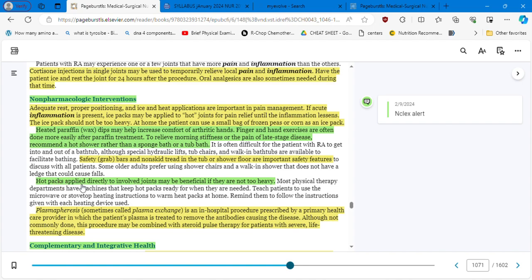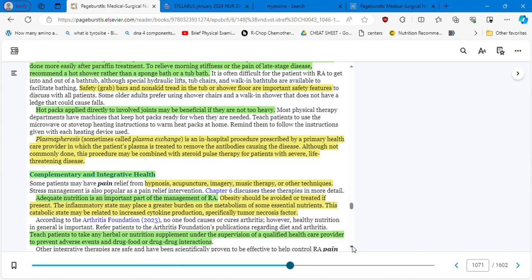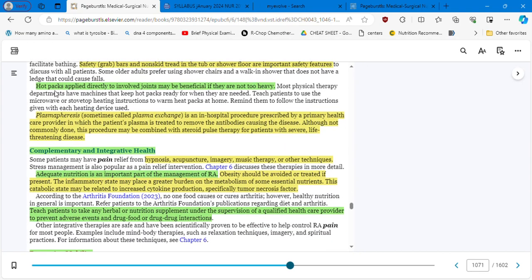Hot packs applied directly to involved joints may be beneficial if they are not too heavy, but here we have to monitor the skin, right? We don't want to cause any burns, especially in elder patients.